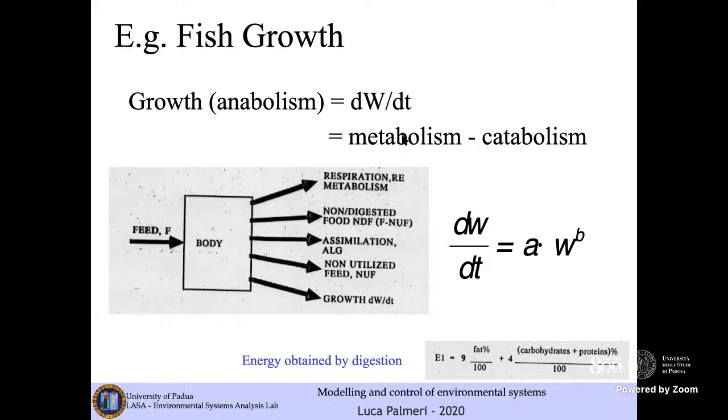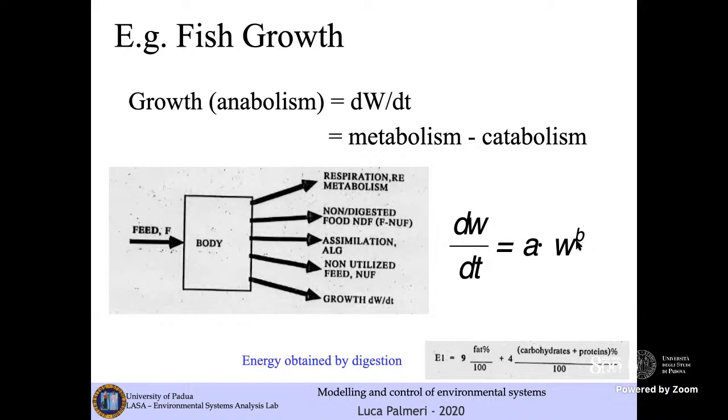If we indicate with W the weight of the fish, we may write that the variation in time of growth, the variation in time of biomass, of the mass of the animal, is equal to a general exponential model in which we employ two parameters, A and B, and the model is somehow proportional to the weight of the animal. So here we have a first order non-linear differential equation. Non-linear because, of course, there is an exponent on a state variable, the weight of the fish.